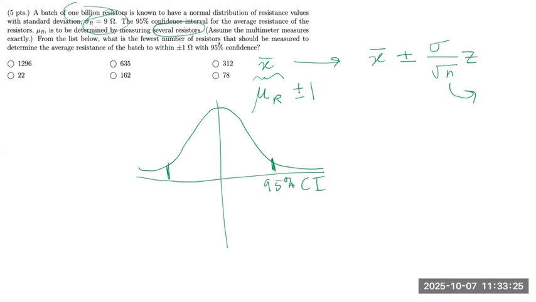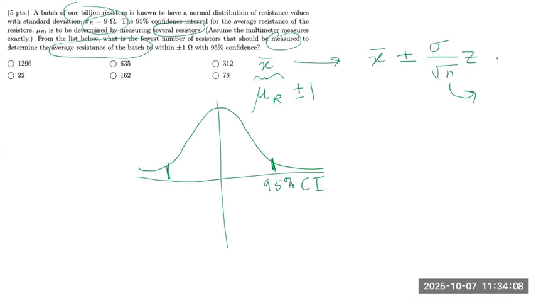So what is the fewest number of resistors that should be measured? So what is the smallest sample size that we should take? In other words, to determine the average resistance of the batch. So what is the fewest number of resistors that we should measure as our sample size in order to estimate the population mean to plus or minus 1 ohm of the real population mean. And with 95% confidence, we can say that this is probably what the population mean is.